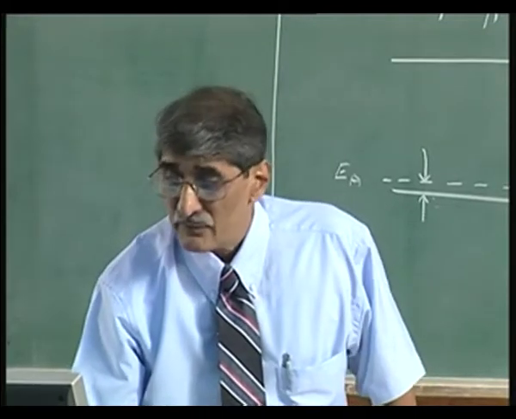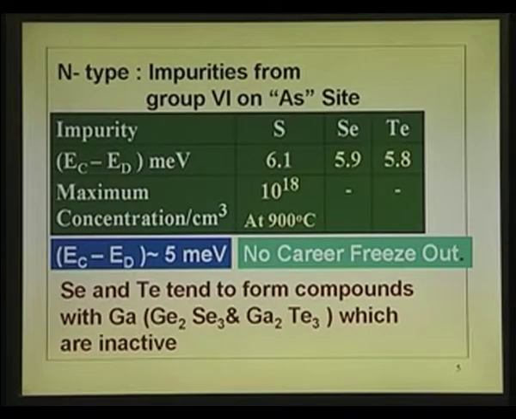And now notice the difference. This is one of the things that we should note. EC minus ED is 6.1 milli electron volts. That is one of the major differences between donors in silicon and donors in gallium arsenide.